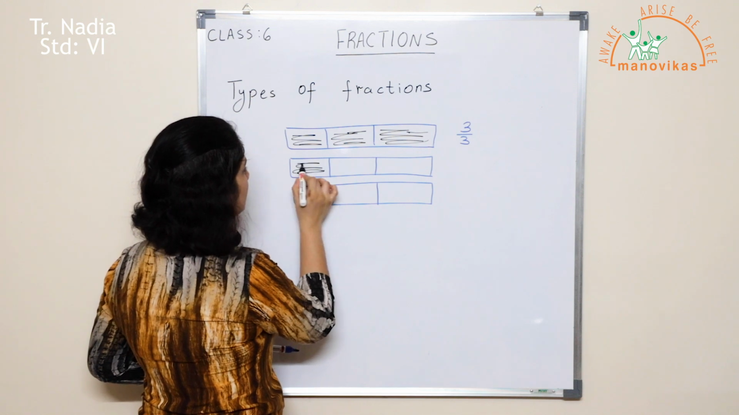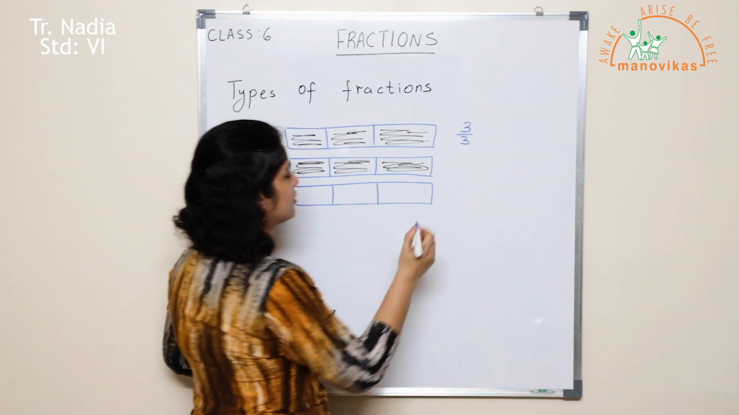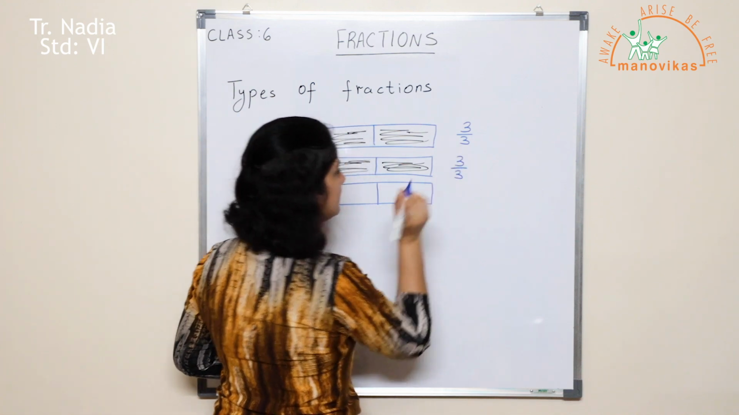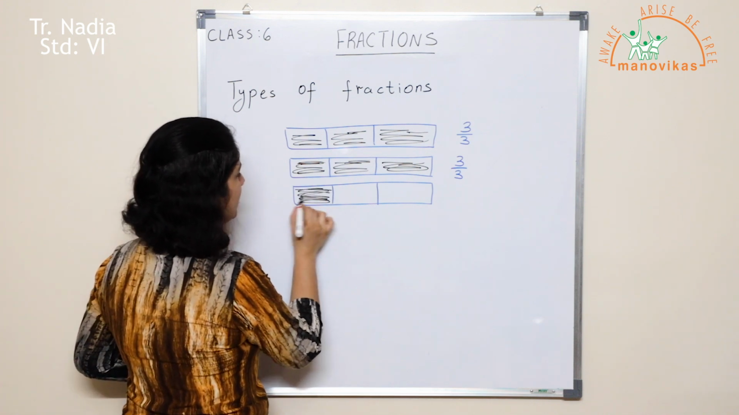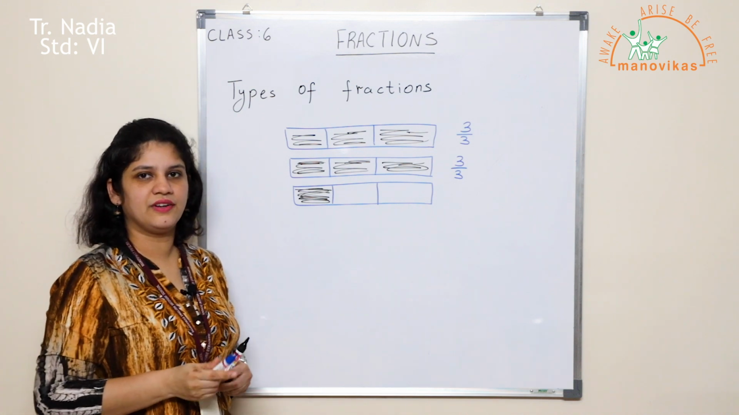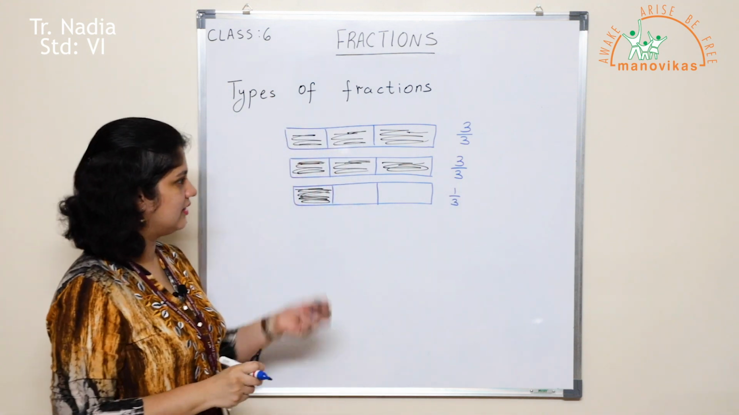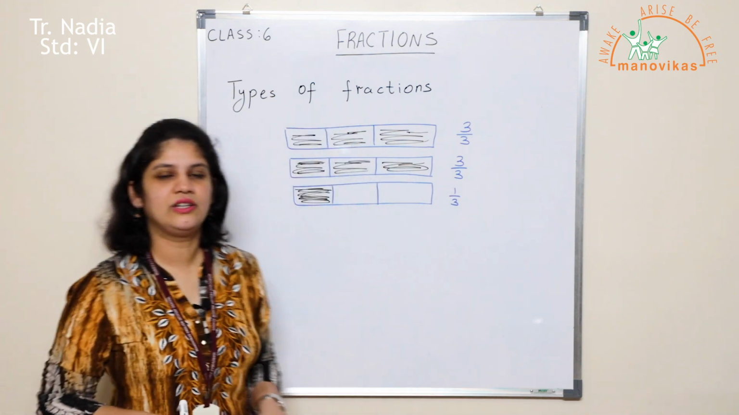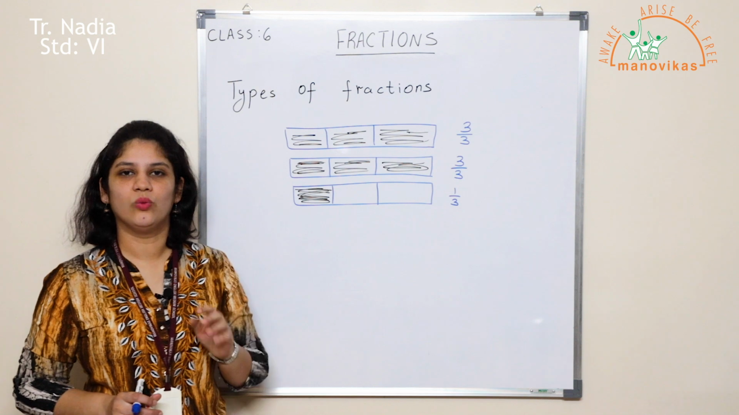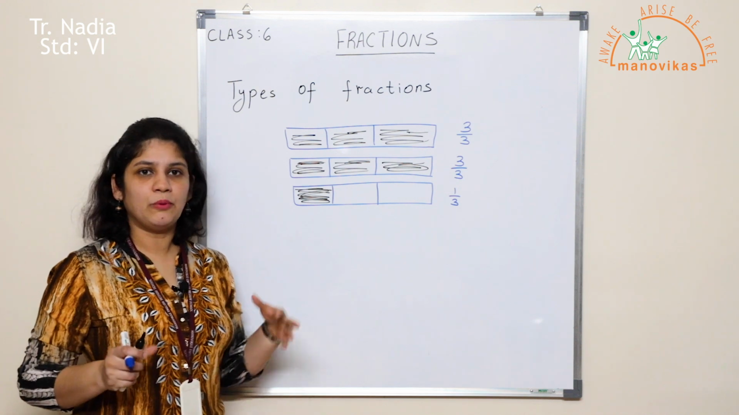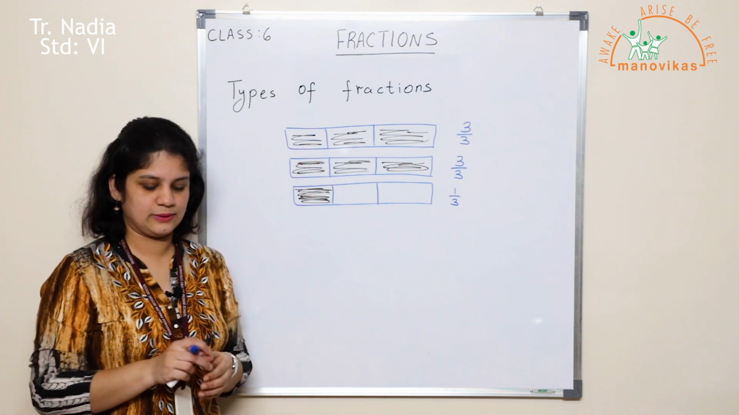In the second strip also, all the 3 parts were shaded. So as a fraction, it will be expressed as 3 out of 3. In the third figure, only one part was shaded. So how will I express the third figure? I will say 1 out of 3. So these are my 3 strips. In the first one, 3 out of 3 parts are shaded. In the second one, also 3 out of 3 parts are shaded. And in the third one, 1 out of the 3 parts is shaded. Supposing I want to tell altogether how much is shaded, how will I express it?